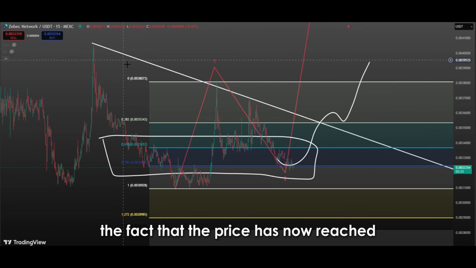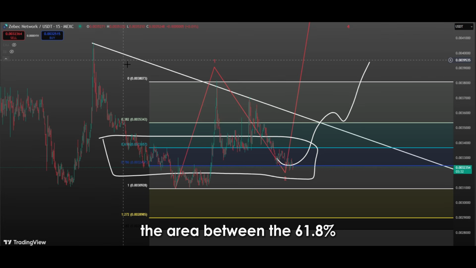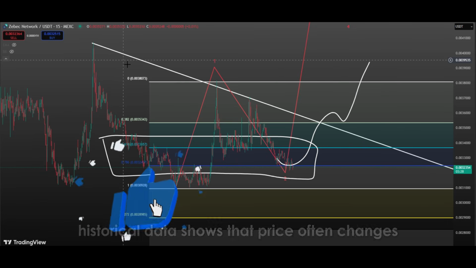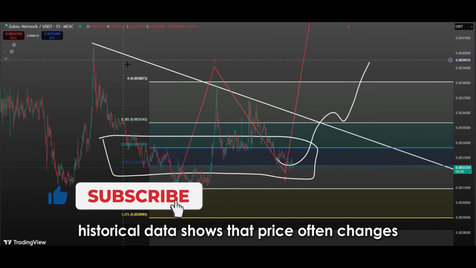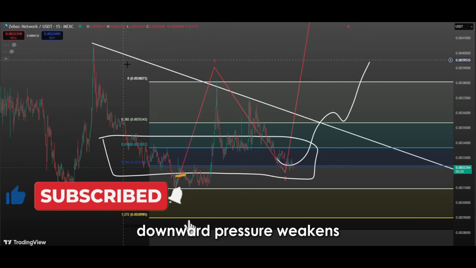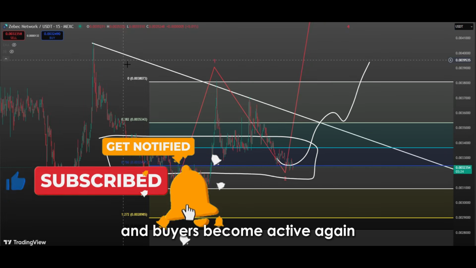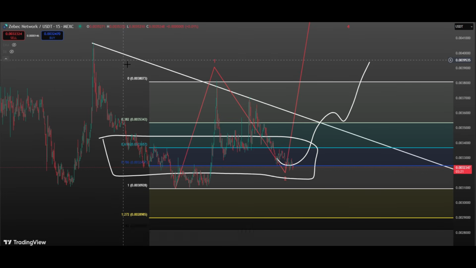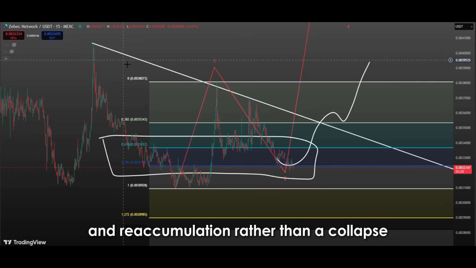The fact that the price has now reached the area between the 61.8% and 78.6% levels indicates a high potential for a reaction within this zone. Historical data shows that price often changes direction in this range, downward pressure weakens, and buyers become active again. This means that the current correction should be interpreted as a healthy pause and reaccumulation rather than a collapse.